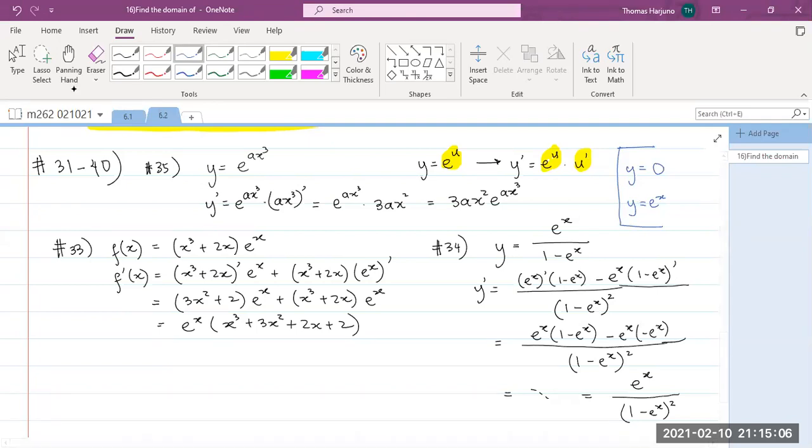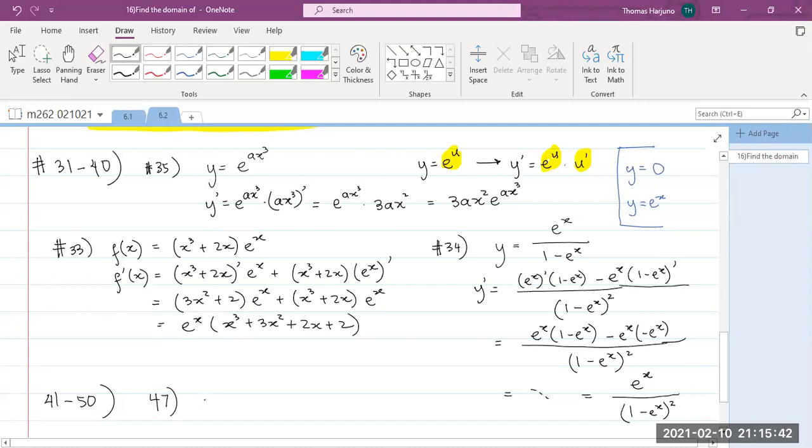Now, how about number 41 to number 50? Choose 2 questions. Can you do number 44? Actually, no, don't do that one, because I remember you did that in the lecture. Okay, something else then. How about number 47?